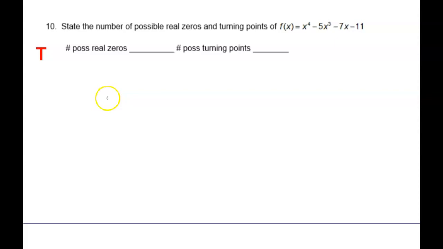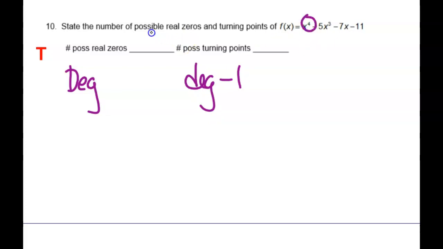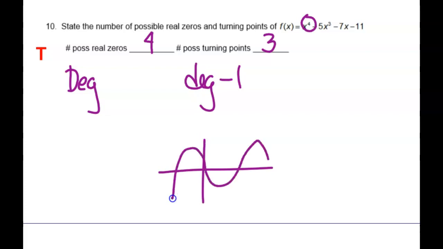It makes me nauseous thinking some of you might miss this. All this wants is the degree, and the turning points are the degree minus 1. Remember this? If this is degree 4, then there are 4 possible zeros and 3 possible turning points, because if it crossed 4 times, 1, 2, 3, 4, there could be 3 maxes and mins, okay?